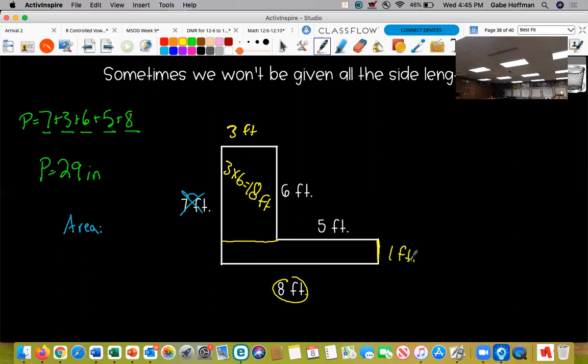This is 1 foot. So I need to go back to my perimeter and I need to add 1 more, right? So my 29 is actually 30 feet. And I put inches up here. Teachers make mistakes too. My bad.